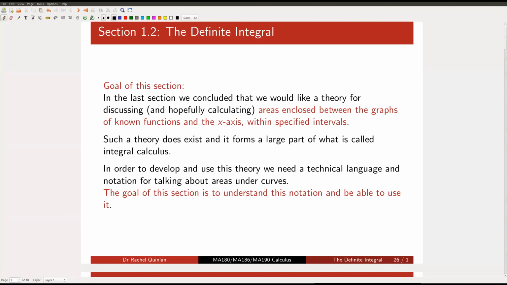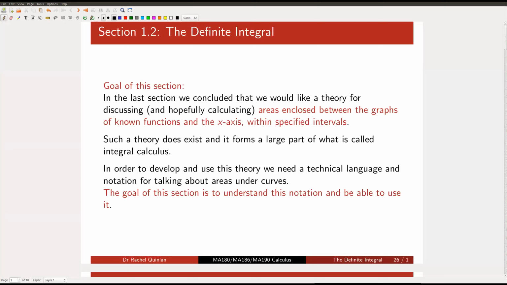Okay, so the goal of this section is to learn some terminology and notation for describing these so-called definite integrals. A definite integral is exactly the thing that we've been talking about so far: the area under some graph defined by some function over some interval. So the lingo for that is a definite integral. The reason why this is called a definite integral and not just an integral is something that we'll meet shortly when we come to the indefinite integrals.